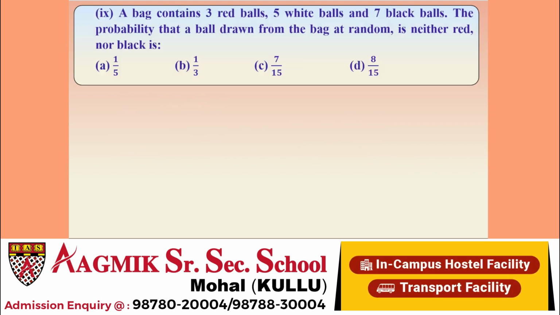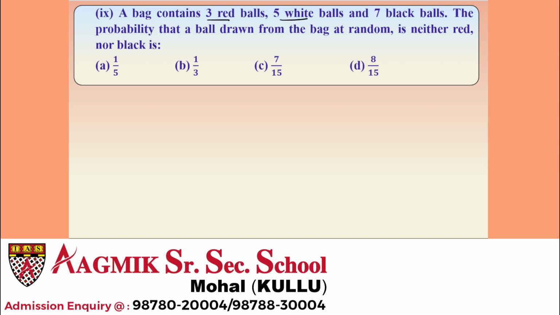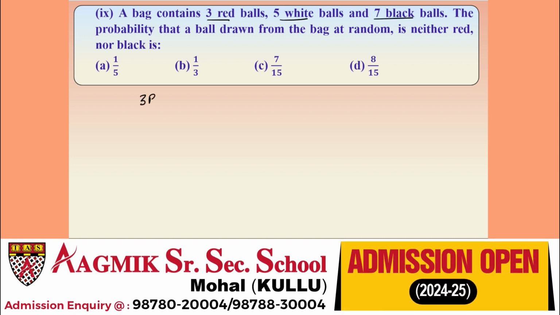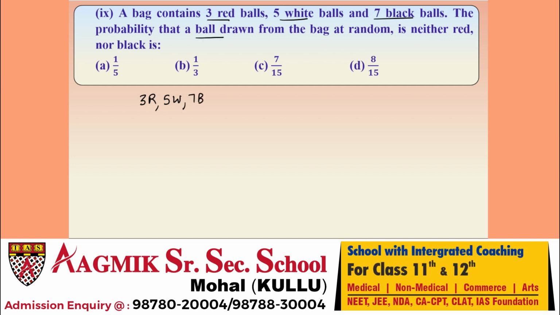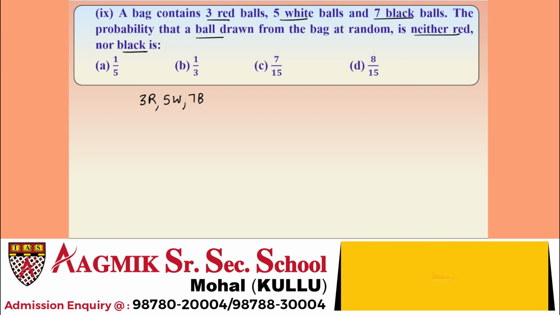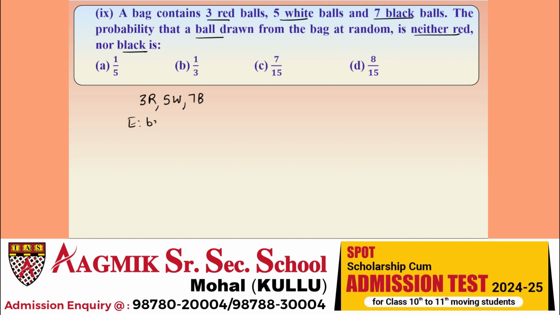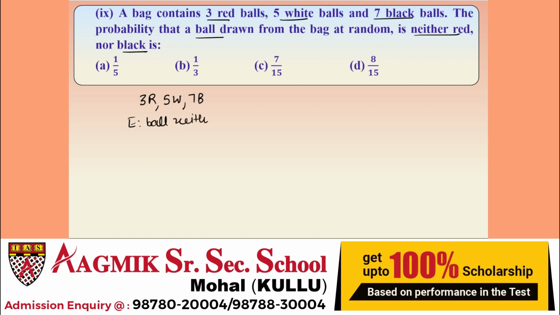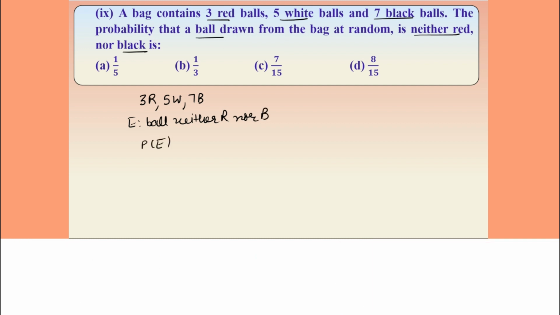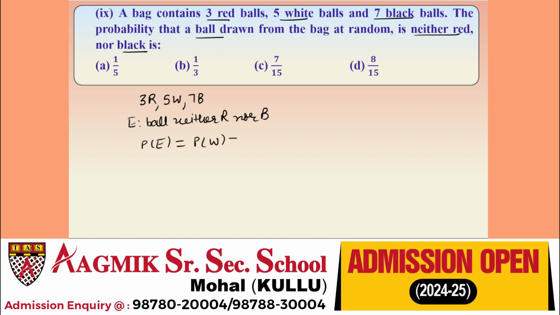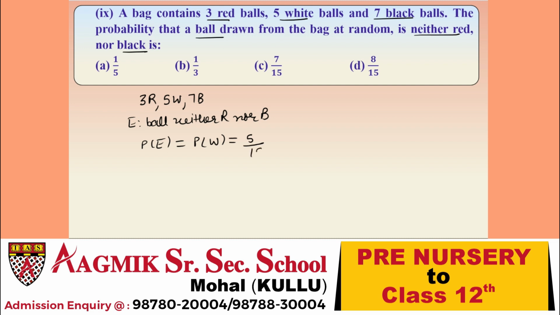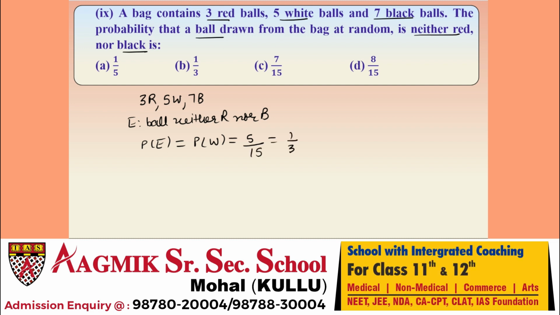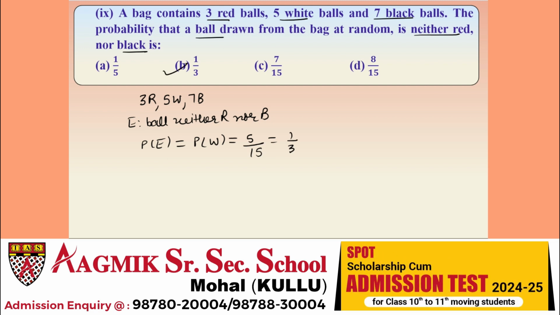Moving on, part 9. A bag contains 3 red, 5 white and 7 black balls. So in a bag we have 3 red, 5 white and 7 black balls. The probability that a ball drawn from bag is neither red nor black. So if E is the event that ball is neither red nor black, so that means the ball will be white. So probability E means probability of getting a white ball. So favorable are 5 and as you can see total balls are how many? 15. So you can cancel out. We get the required probability 1/3. That means B option correct.